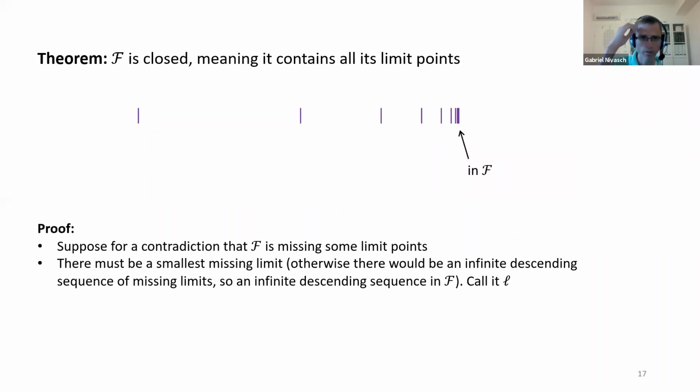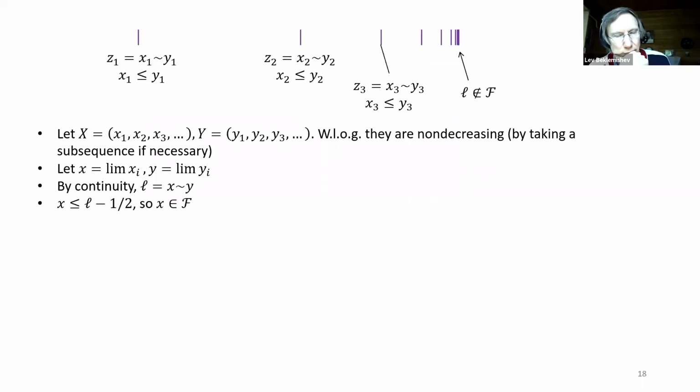So suppose for contradiction that F is missing some limit points. Then there must be a smallest missing limit, because otherwise there will be an infinite descending sequence of missing limits, and that will give you an infinite descending sequence in F, which we just proved is not the case. So let L be the smallest missing limit.